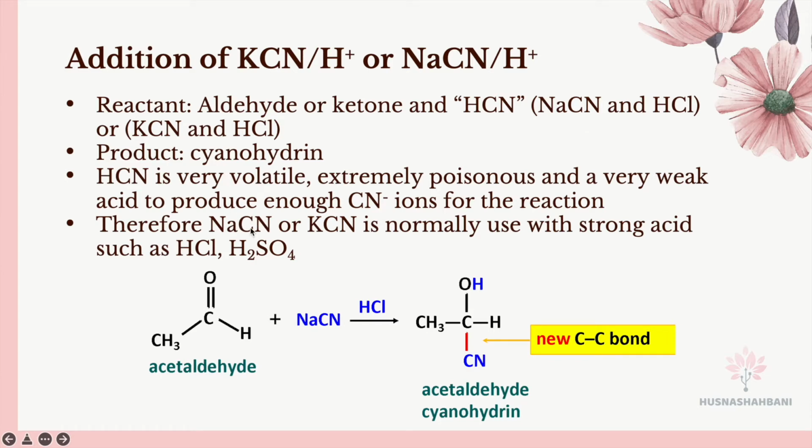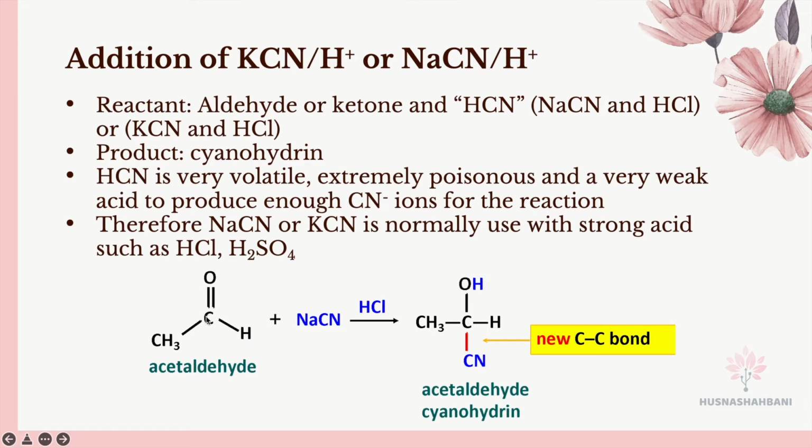Therefore, you have to use NaCN or KCN in HCl or H2SO4 or any acid because we need the H plus. But the acid that you use must be a strong acid, because a very weak acid won't produce enough CN minus ion for this reaction. We know weak acid is partially dissociated, so we need strong acid to get more CN minus ion. This is aldehyde reacting with NaCN or KCN in the presence of HCl or other acids such as H2SO4, and the product will be cyanohydrin.